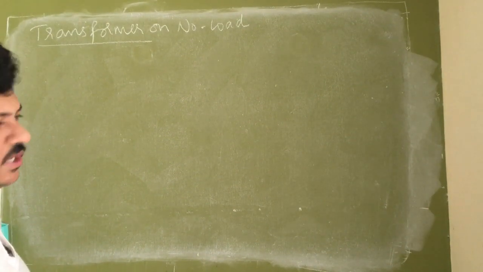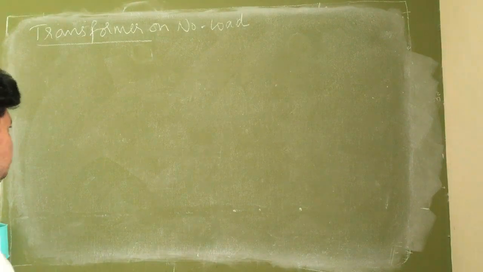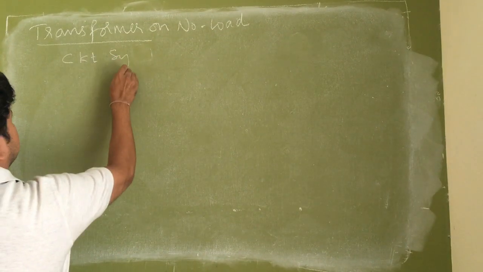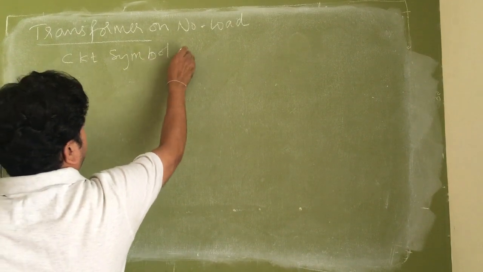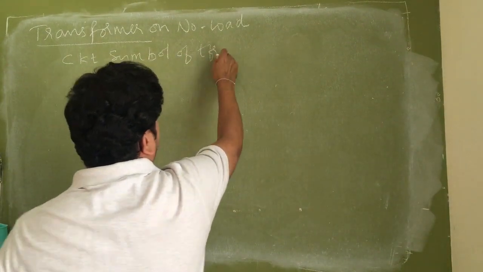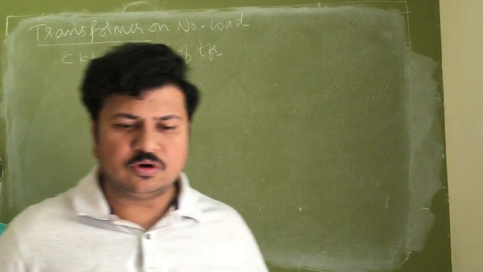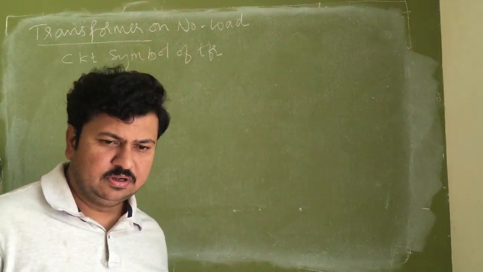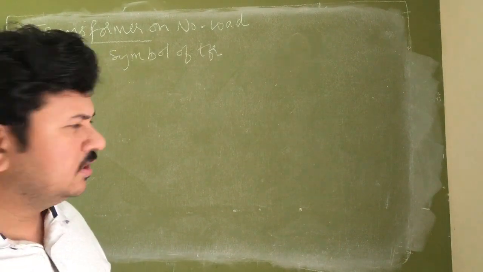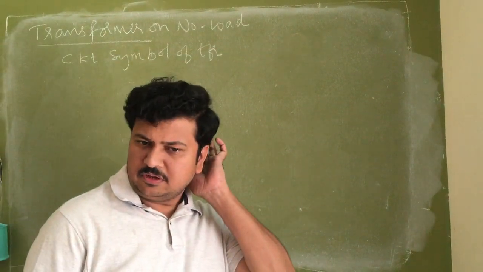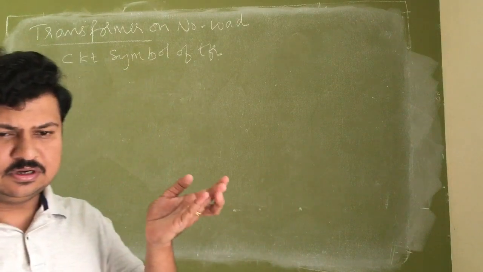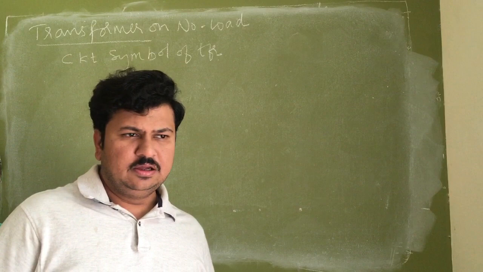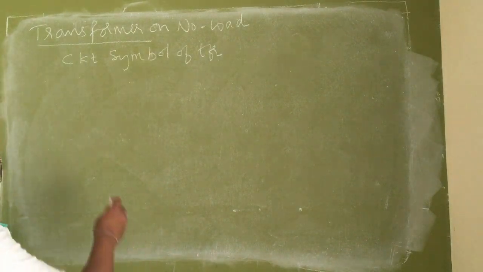Yeah. So transformer on no load, in the sense, see the circuit symbol of transformer is used. Every time I will not draw the block of core and then show the primary winding on one limb and secondary winding on the other limb. Whether the transformer is core type or shell type, whether the transformer is a power transformer or distribution transformer, the circuit symbol of transformer we will be using.